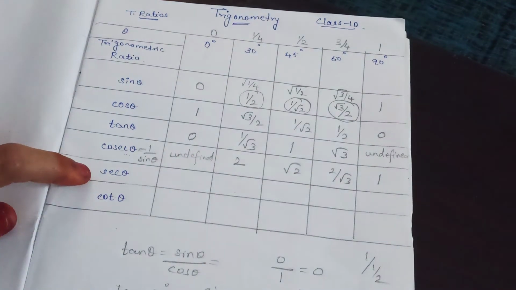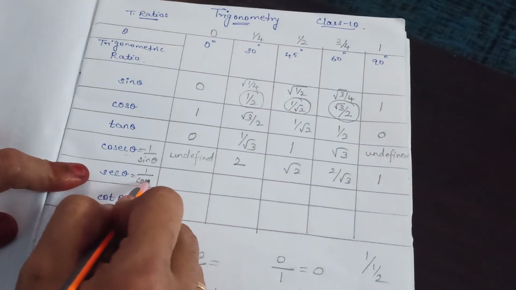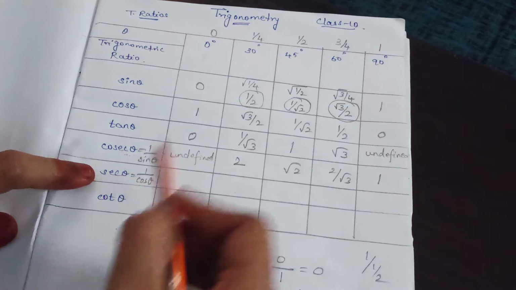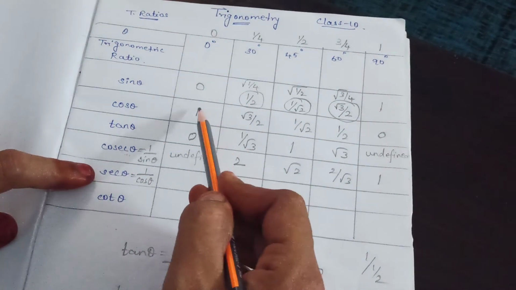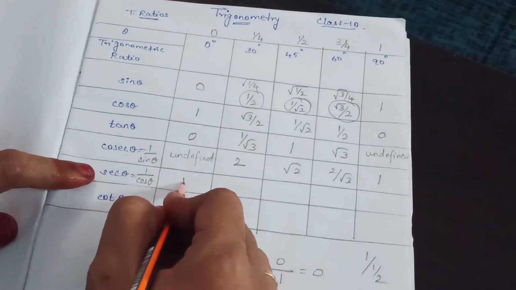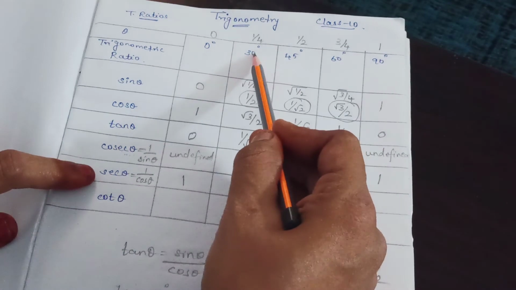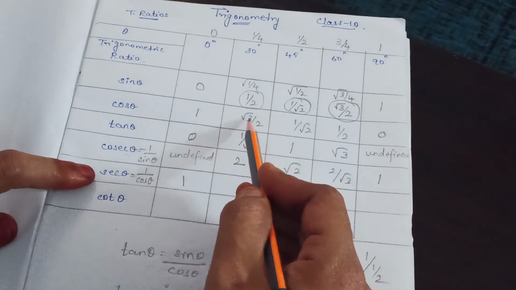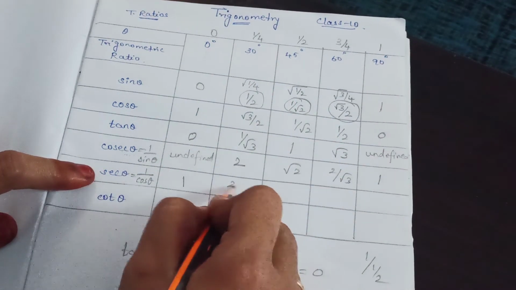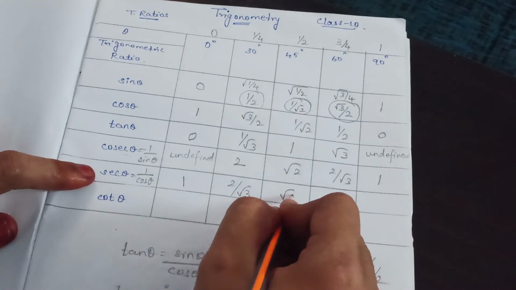In the same way, secant theta equals 1 by cos theta. So secant 0 means 1 by cos 0. Cos 0 is 1, so 1 by 1 is 1. In the same way, secant 30 is 1 by cos 30, that is 1 by root 3 by 2. So it will become 2 by root 3. Similarly, the other values will follow.